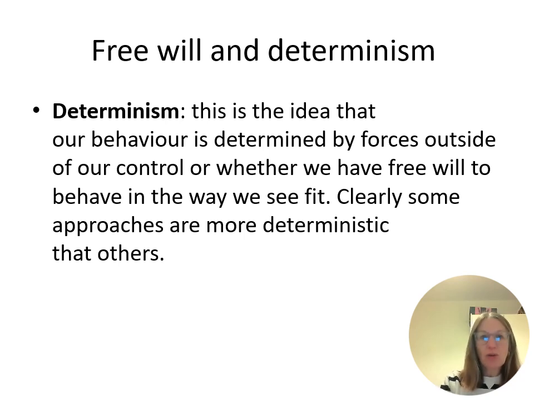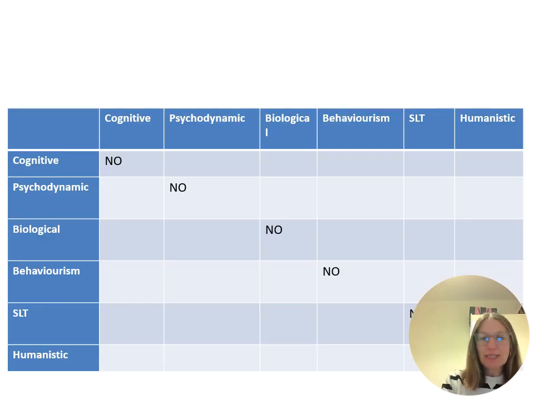Just a definition here on free will and determinism. Determinism, the idea that our behaviour is determined by forces outside our control. Clearly some approaches are more deterministic than others. And then this is the table which I'll upload for my students, and you can copy this down, and then you basically need to go in and fill it in. So along here you would have perhaps similarities, that's your similarities, that's your differences. I'll just put a minus as a plus, okay? Obviously you would write this better than this.